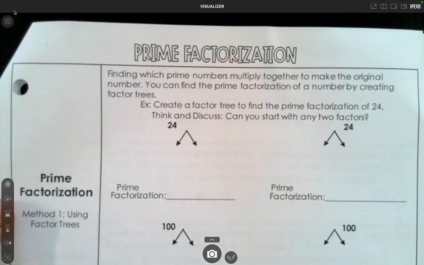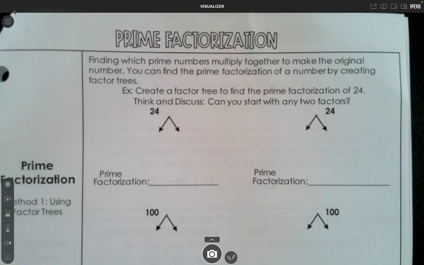Okay, last page. Going to work on some of these factor trees. So find which prime numbers multiply together to make the original numbers. You can find the prime factorization by creating factor trees.